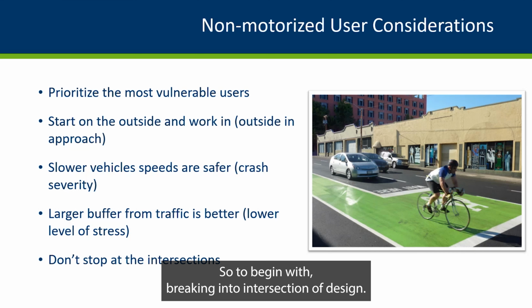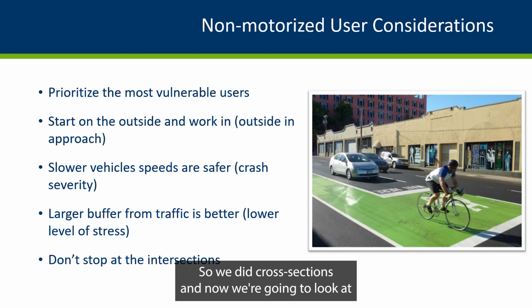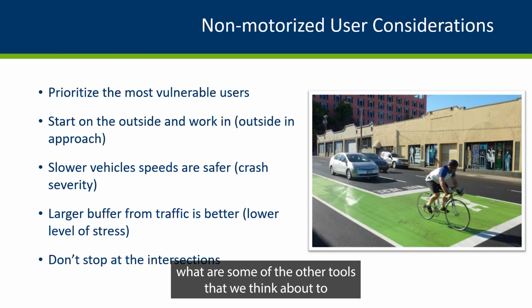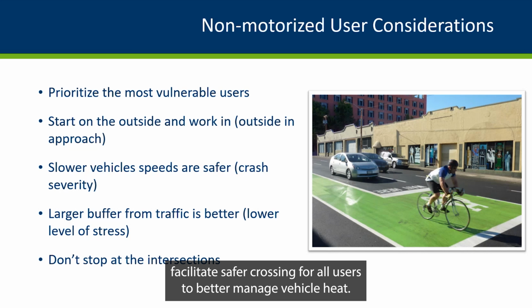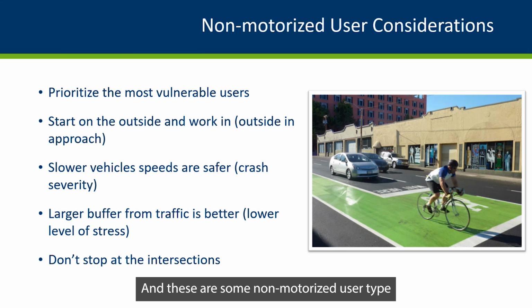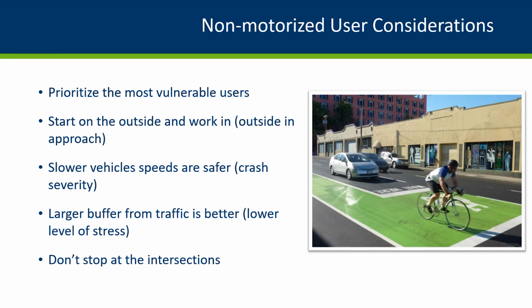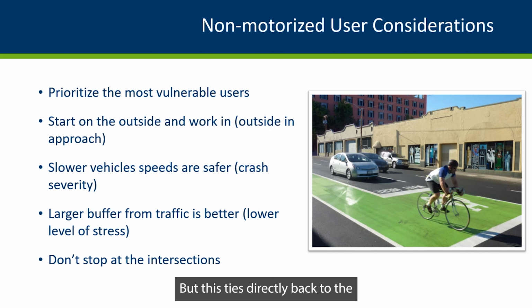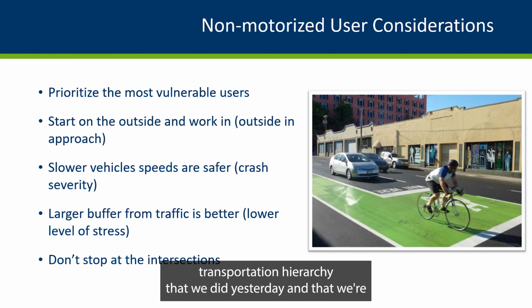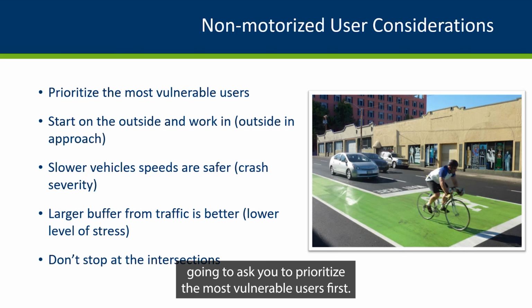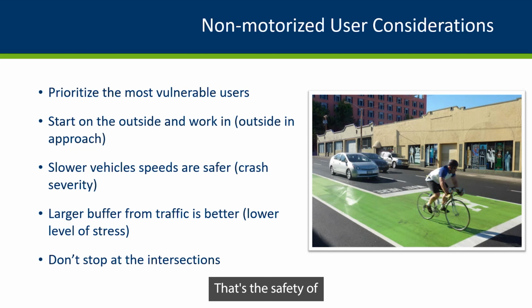So to begin with, we're going to get into intersection design now. We did cross sections, and now we're going to look at some of the other tools that we think about to facilitate safer crossing for all users and to better manage vehicle speeds. These are some non-motorized user type considerations, similar to what we said with performance measures before. But this ties directly back to the transportation hierarchy that we did yesterday, in that we're going to ask you to prioritize the most vulnerable users first. That's the safety component.